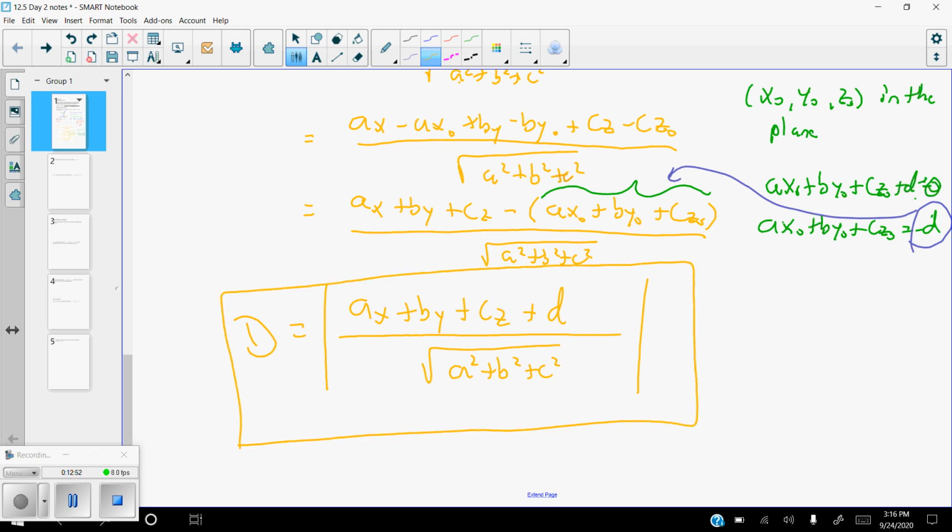It was a lot to develop that formula, but at least now you have an idea where it comes from. So really what you need is that normal vector, because that's your a, b, and c in order to be able to do this, and you're going to need a point. All right, let's go ahead and do the first example.